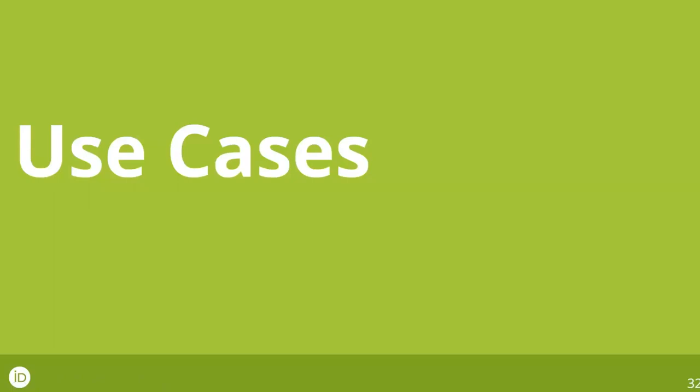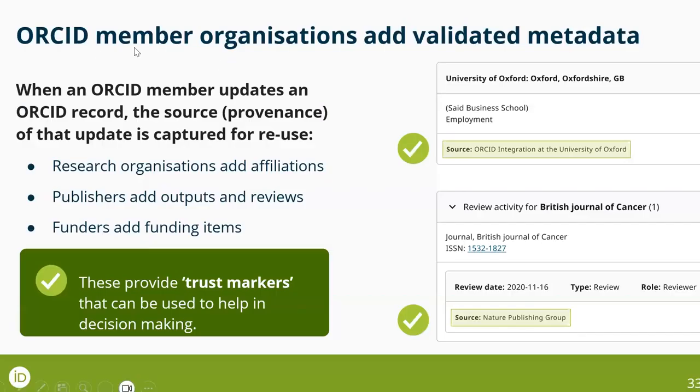And there are different use cases. So finally, there are more use cases I want to share. When an ORCID member adds or updates information in the ORCID record, the source name will be that organization's name. These are just two examples. I'm going to share more later on.